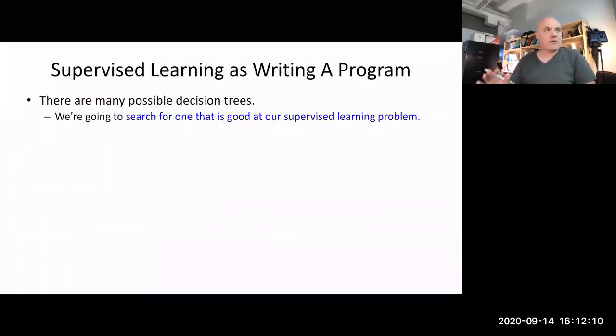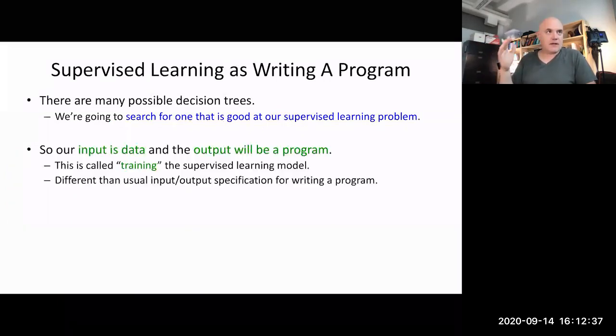So I've already said this, supervised learning is really about writing programs given input-output pairs. In this particular case, we're just going to talk about decision trees, and there are many, many possible decision trees. What we're going to do is search. In general, when we're doing supervised learning, we're going to do some kind of optimization or search that yields a program that is good at our supervised learning problem. Now, what does that mean? It's a little bit of a circular definition, but our definition of a supervised learning problem is matching the labels given to our input data.